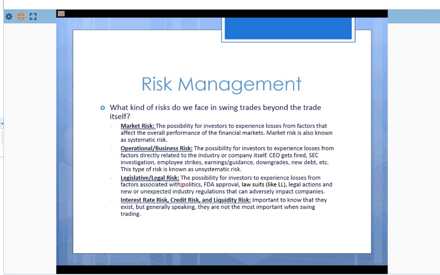Saw a good example of this with Lumber Liquidators. Lumber Liquidators has been affected by multiple types of risk, and most notably probably the legal risk. Legal and legislative risk is the possibility for investors to experience losses from factors associated with politics, FDA approvals, lawsuits, legal actions, and new or unexpected industry regulations that can adversely impact a company.